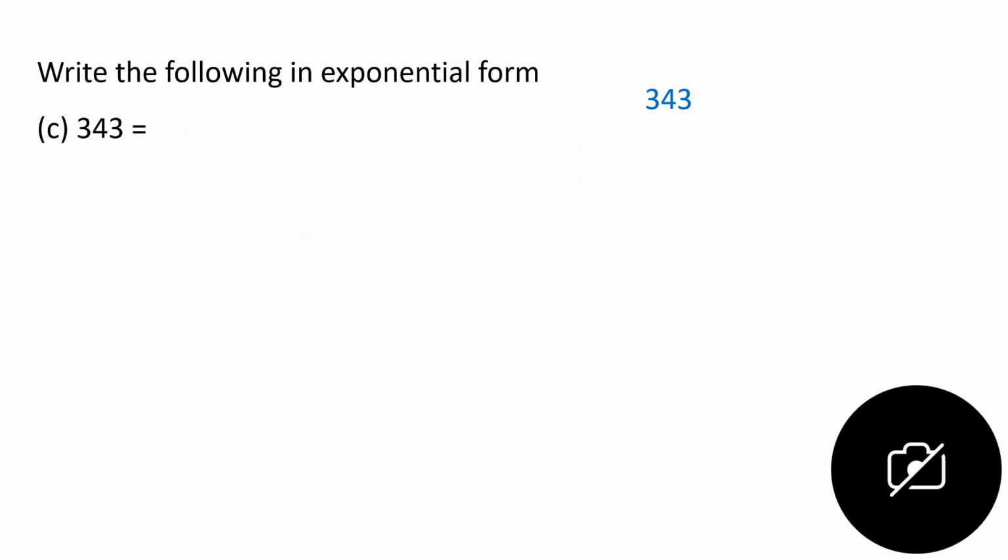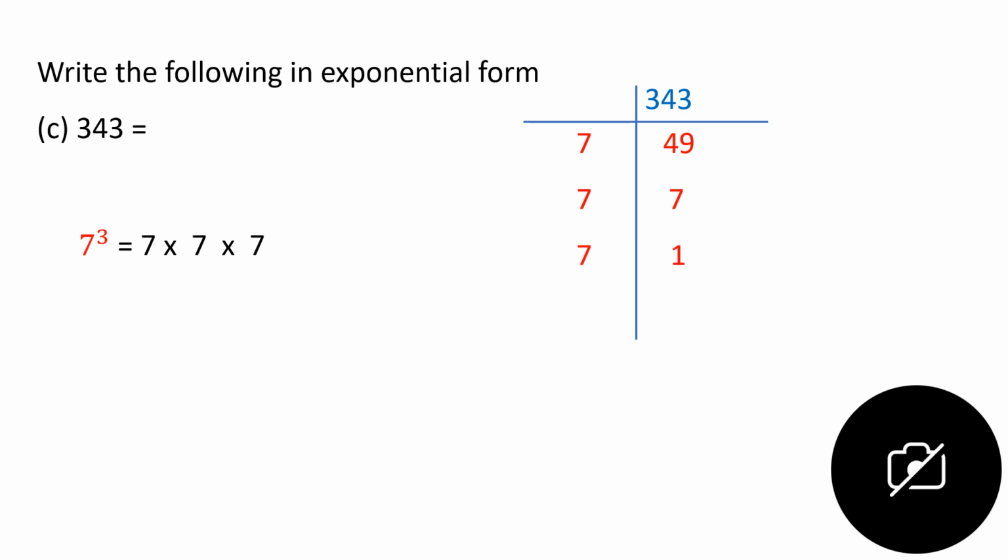Okay, let's try another one, which is 343, which we used in the previous example when we were writing it in words. We gave you the answer already. So let's see, how did we get that? 343 divided by 7 is 49. 49 divided by 7 is 7. 7 divided by 7 is 1. So how many 7's did we use? We used 3. So it was 7 to the power 3, which is 7 times 7 times 7.